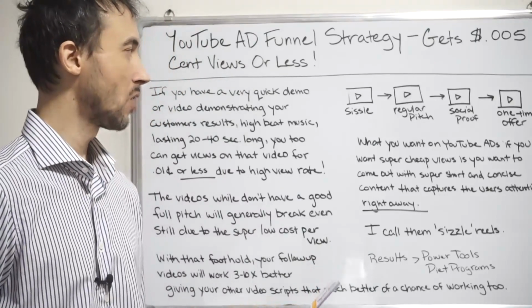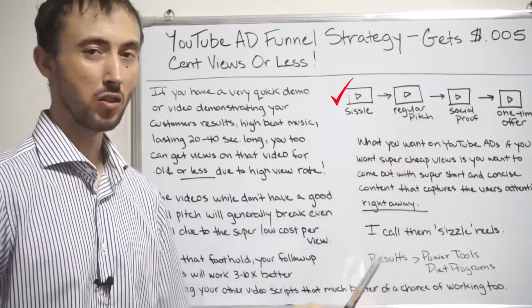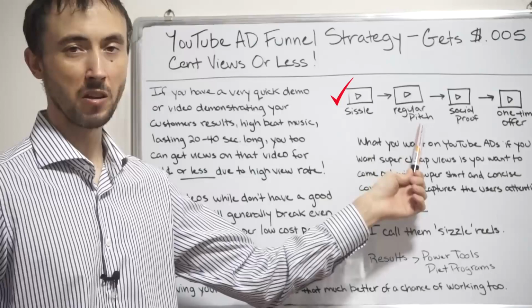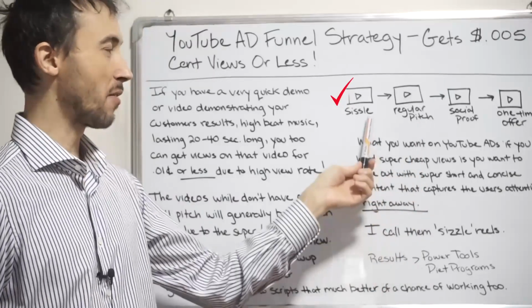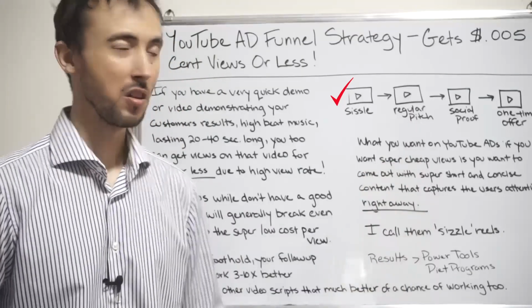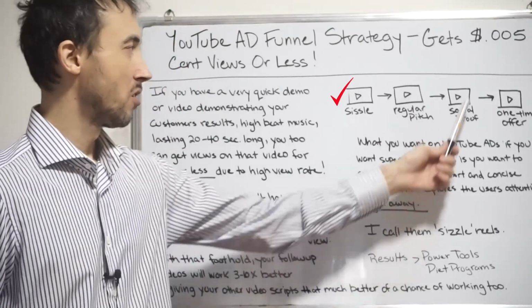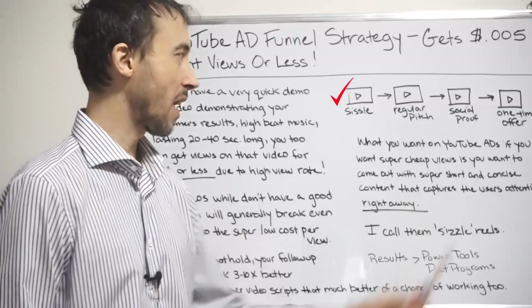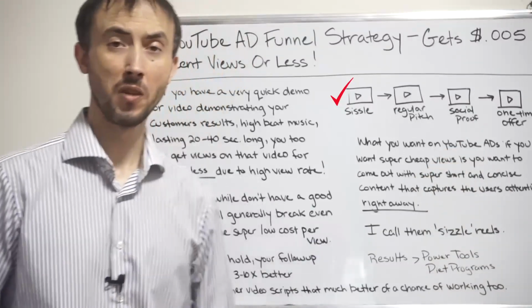So with that said, you would just run your regular pitch after the sizzle reel. After you've gotten everything you can out of the sizzle reel video, you run that regular sales pitch, okay? Then you run a video after that with social proof in it.